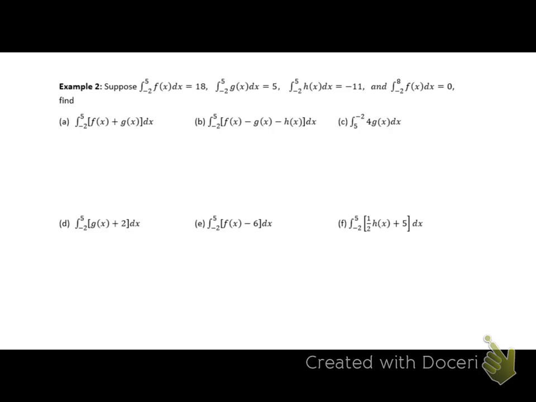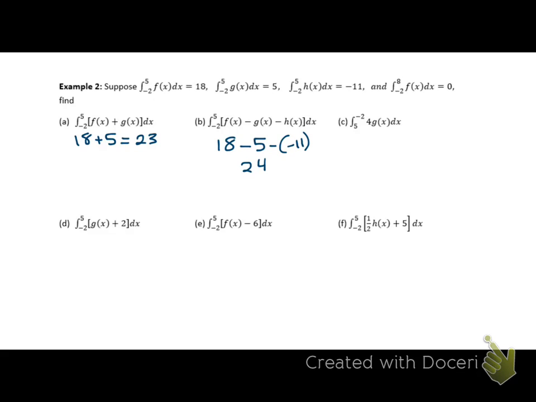We need to find the integral from -2 to 5 of f of x plus g of x. We know what f of x is because we have the integral from -2 to 5 of f of x is 18. We know that the integral from -2 to 5 of g of x is 5, so it's just 18 plus 5, which is 23. That's the answer. For B, it's the same thing, f of x, so 18, minus g of x, which is 5, minus h of x, which is -11. We do the math, and we get 24.